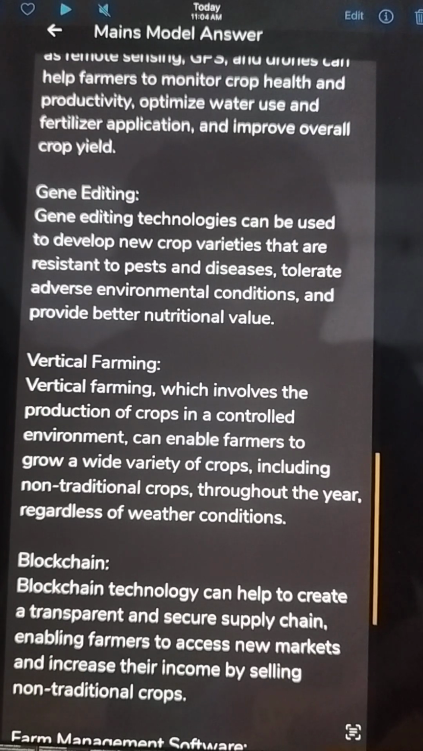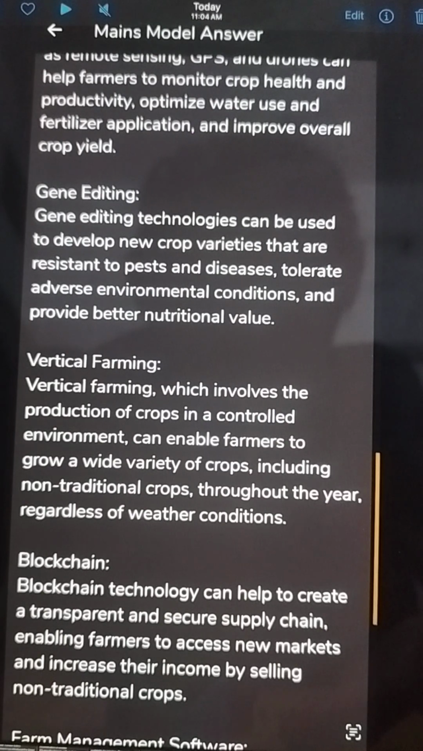Then comes gene editing. Gene editing technologies can be used to develop new crop varieties that are resistant to pests and diseases, tolerate adverse environmental conditions, and provide better nutritional value. Then comes vertical farming. Vertical farming, which involves the production of crops in a controlled environment, can enable farmers to grow a wide variety of crops, including non-traditional crops, throughout the year, regardless of the weather conditions.